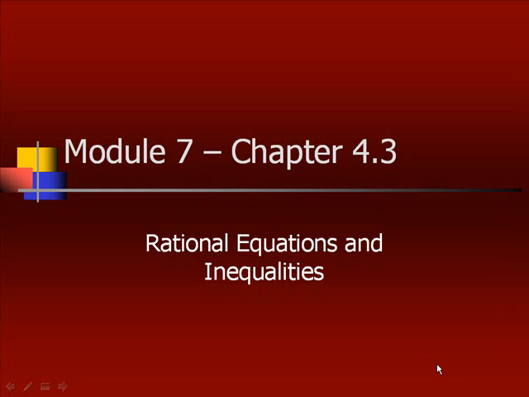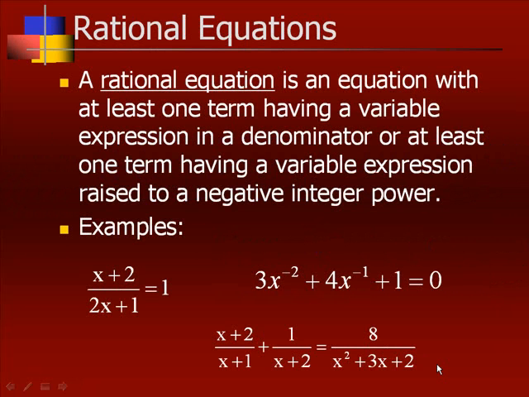Module 7, Chapter 4.3, Rational Equations and Inequalities. A rational equation is an equation with at least one term having a variable expression in a denominator, or at least one term having a variable expression raised to a negative integer power.